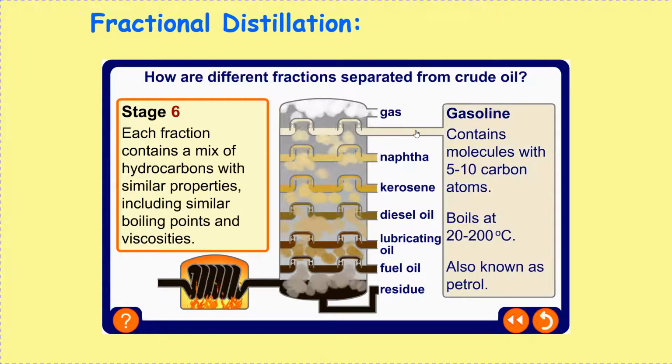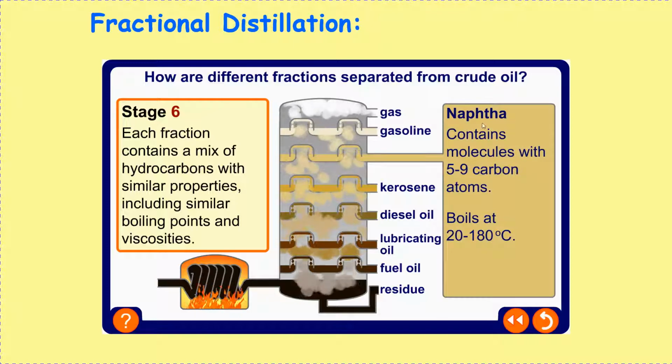Now, as you move further down, you'll notice that the carbon chain gets longer. Okay, so this is petrol. I know they've called it gasoline, but we're talking about petrol. That's got a chain of 5 to 10 carbons, and it boils at a higher temperature. Okay, so already we're starting to see a pattern.